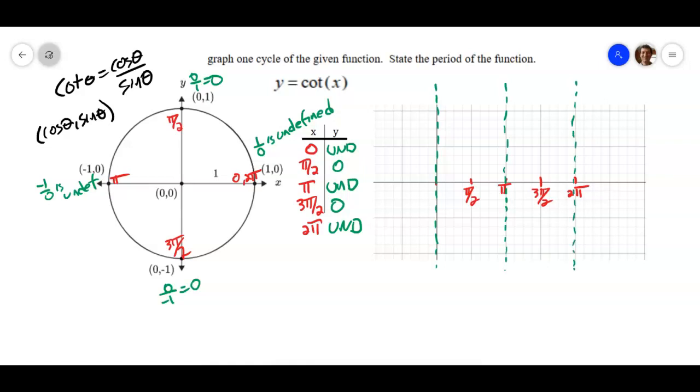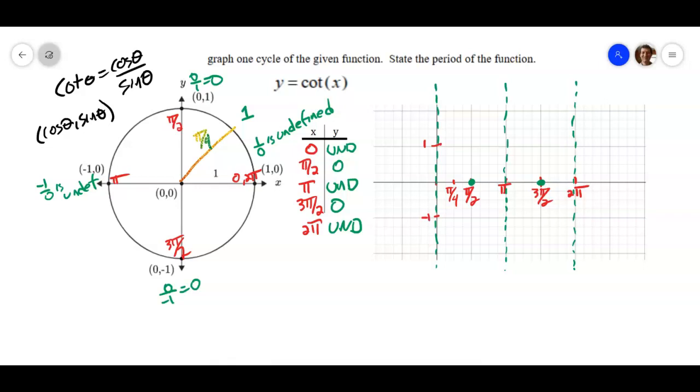So we have our undefineds. And we also know that at pi halves it's at 0. And at 3 pi halves, it's at 0. This isn't enough information for us to know what's going on here. So I want to add one extra angle, and it's a nice angle for tangent and cotangent. This is pi fourths. And tangent and cotangent are both 1 at pi fourths. So my pi fourths is here. And I'll have this value be 1, and this will be negative 1.